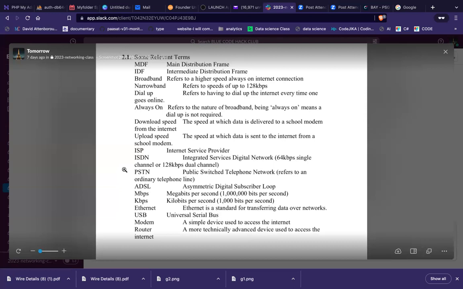As a network student or as a network person, you need to understand these things automatically. So when someone asks you what's an ISP, what's the download speed, what's the upload speed, what's ISDN, what's dial-up, narrowband, or broadband, what's the meaning of broadband, what's the meaning of narrowband, please take note of it. We'll be using it a lot in our training. Okay, is there any question, please, before we end our session?